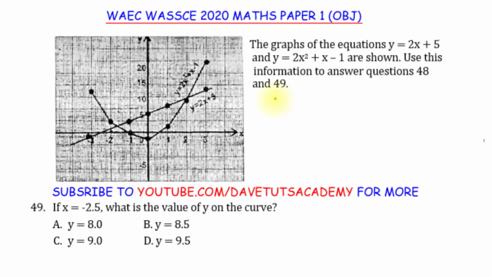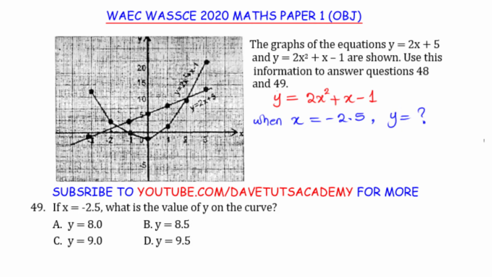We are told that y originally is 2x squared plus x minus 1. That is for the curve. This particular curve is not a straight line, it's a quadratic graph. And that's why we have 2 times x raised to power 2. That's why we have the power of x to be 2. But now we are told that when x is equal to minus 2.5, what is that value of y?